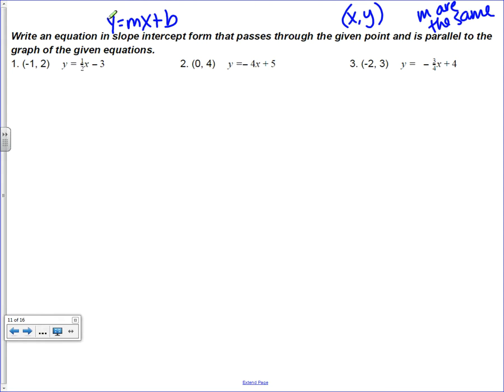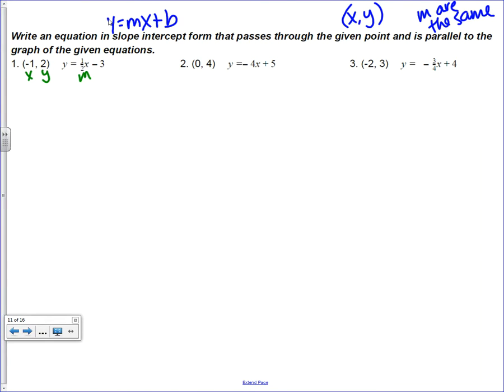Well, in this point, what is that -1? No, what is this -1? What is this 2? I need the slope, don't I, to be the same? What's my slope? Perfect. So all I need to find is the what? Which is the B. Perfect. All you have to find is the B.